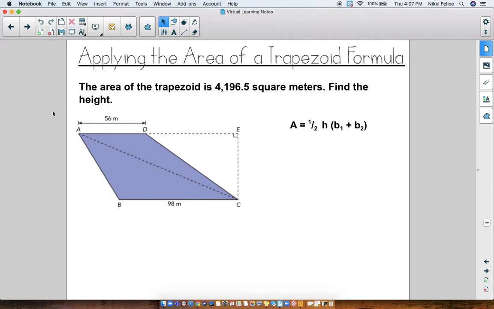Hey everyone, please take out your notebook and a pencil because you're going to be copying all of this down. This is super important. Today we're going to be learning how to apply the area of a trapezoid formula in a different situation. So we know our area formula, it's 1/2 times the height times the sum of the bases.